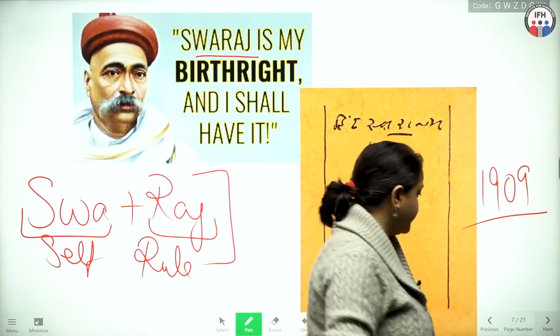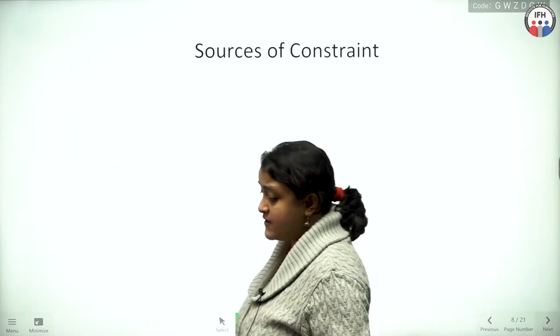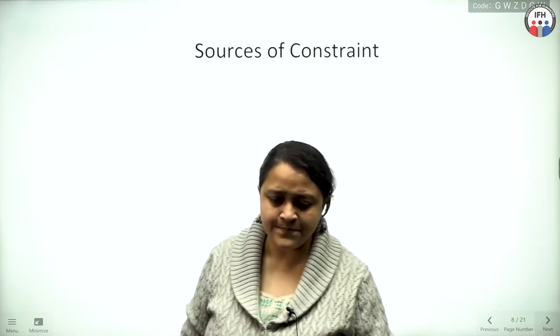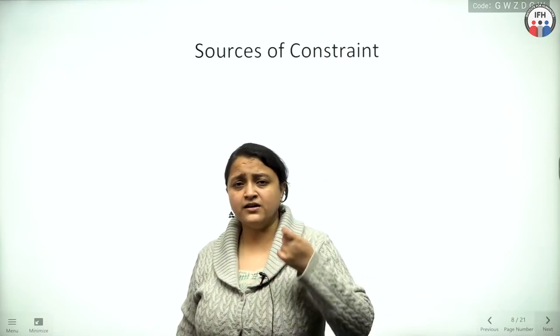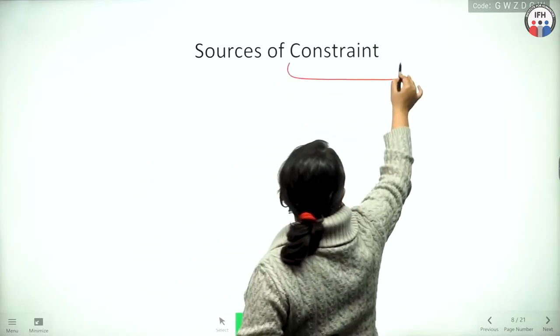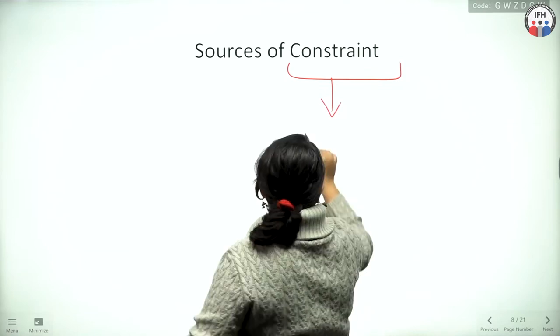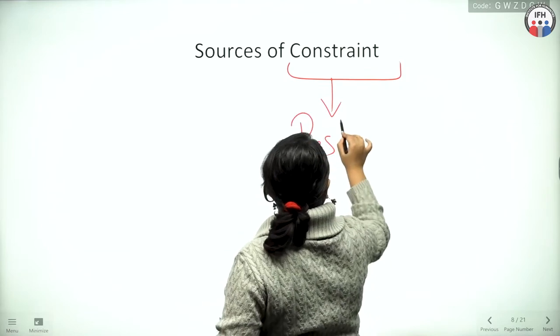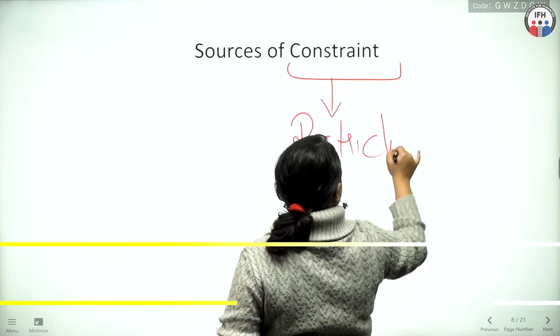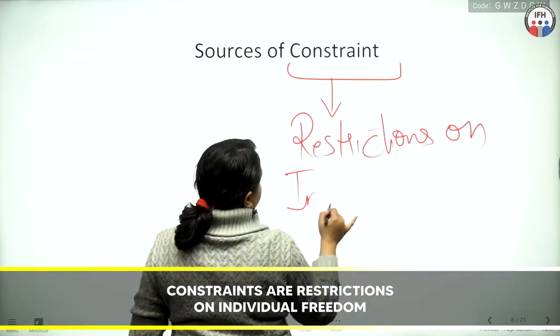Moving on, we come to sources of constraint. But before we do this, let me just briefly describe constraints. Constraints can be defined as, I've already used the word obstacles, but technically it can be defined as restriction on individual freedom.